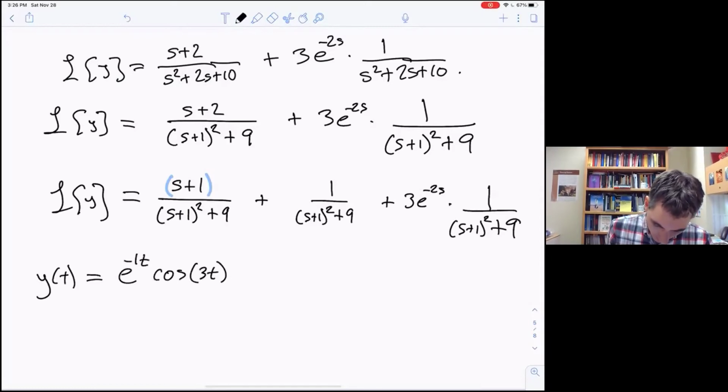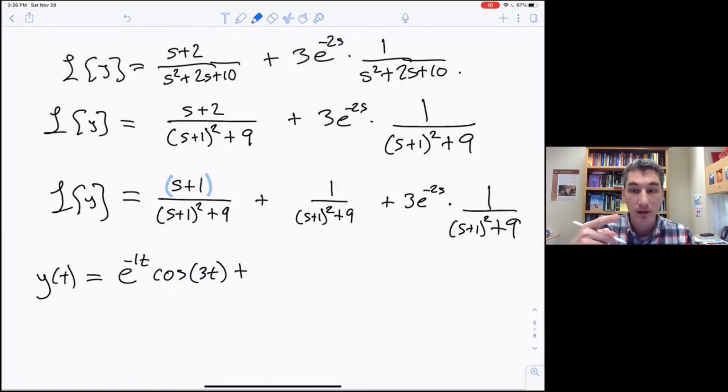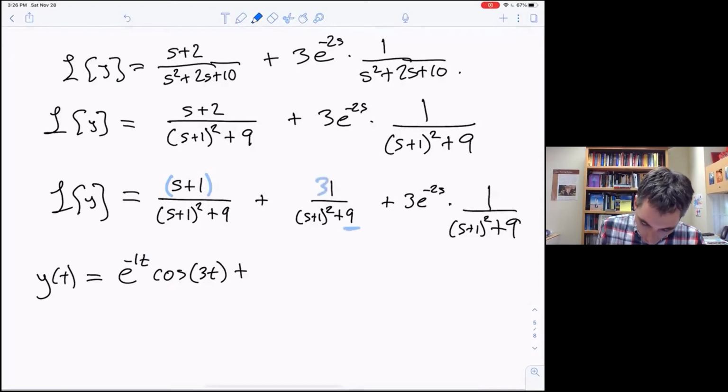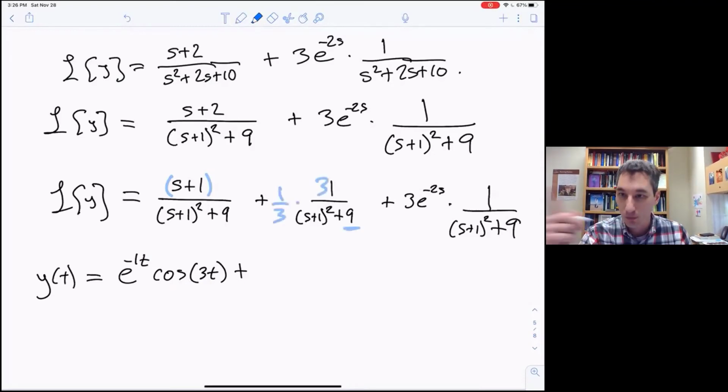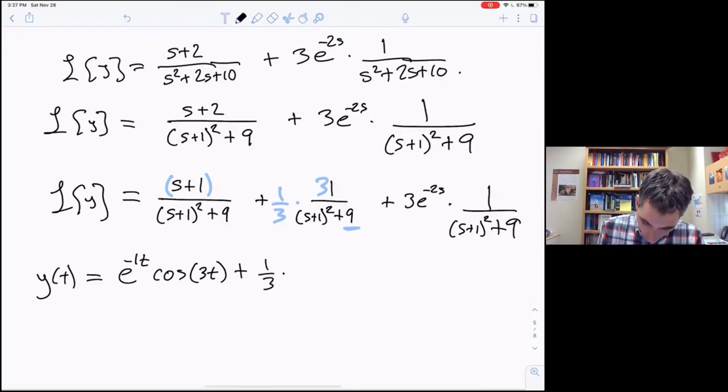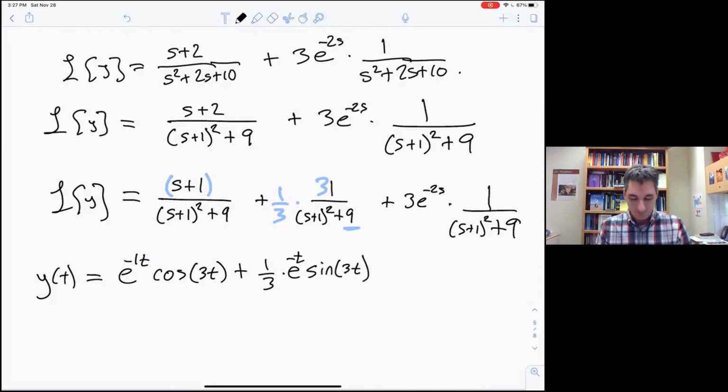Okay, so this is L of y, but then y of t should be e to the minus 1t cosine of 3t. Okay, now this next one has the constant on top, which makes me think it's going to be a sine. But when you have 9 here, you really need 3 there. So I'm going to multiply by 3 over 3. And so what we're going to get there is 1/3. It is shifted over by 1 unit. So it's still going to be e to the minus t, but it's going to be sine of 3t in this case. Okay, so there are those first two terms inversed back.